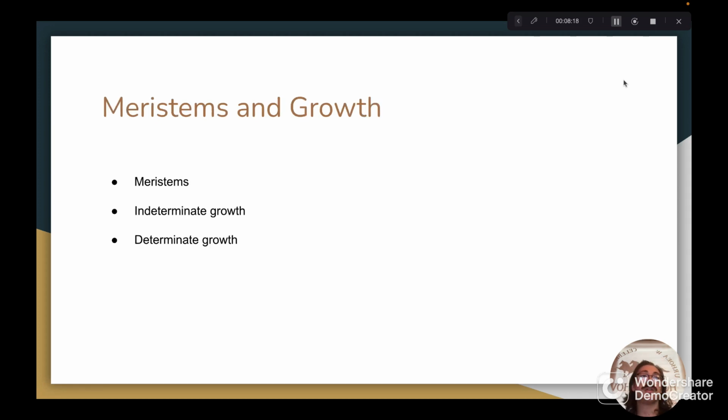Moving on, let's talk about meristems and plant growth. So meristems are structures that are responsible for the indeterminate growth of plants. They are regions of plant tissue that house cells that are capable of cell division. And they can be categorized as apical meristems or lateral meristems.